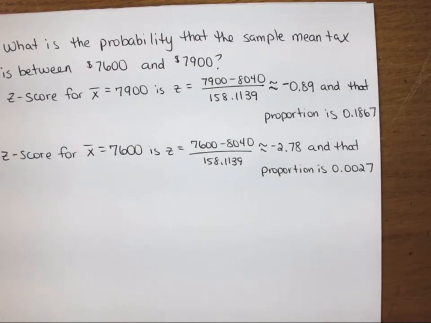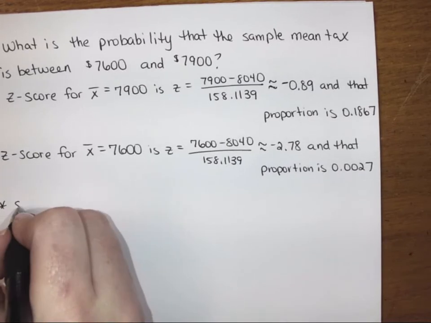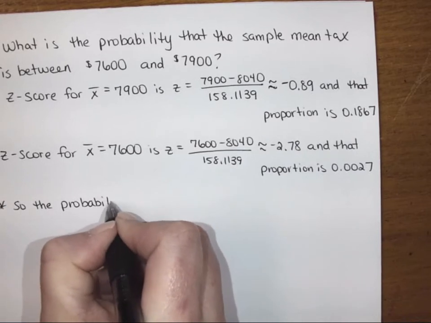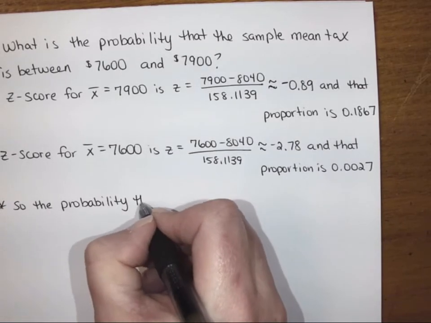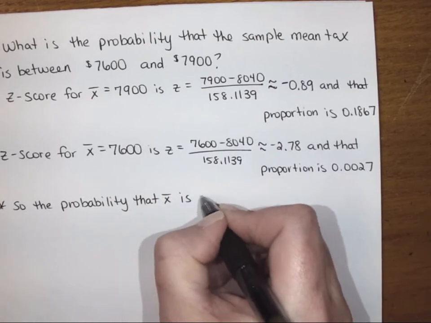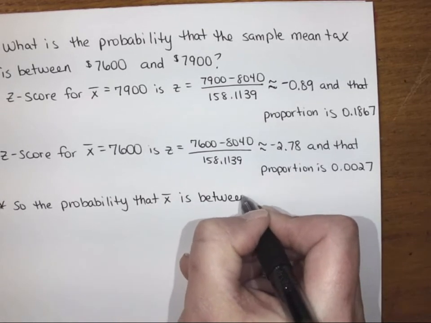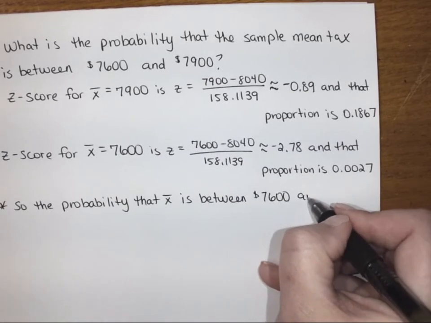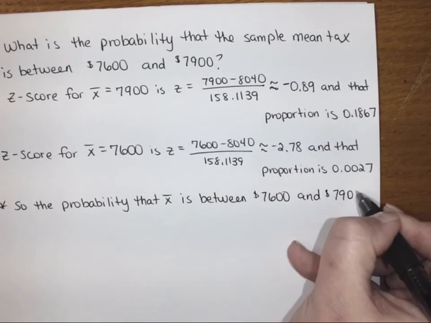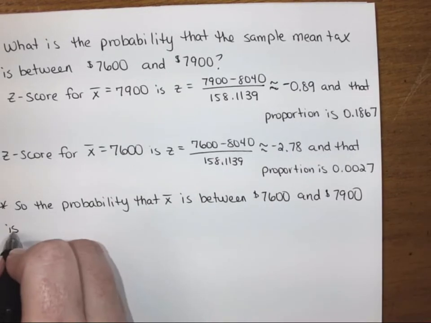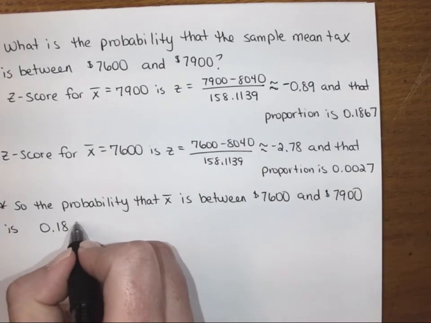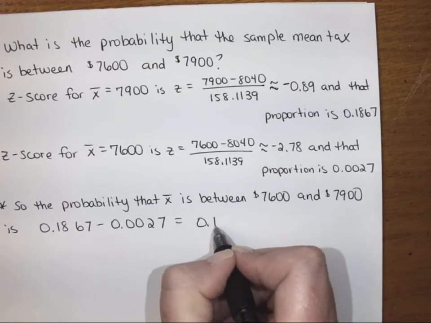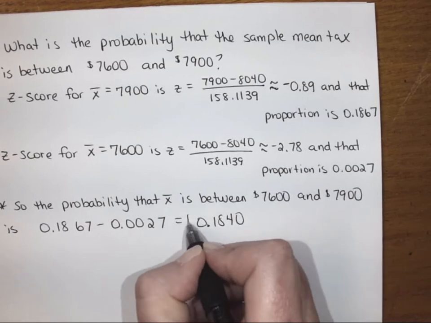So in the end, you're going to subtract them, right? Let's write out a statement here. The probability that X bar is between 7,600 and 7,900 is going to be these two subtracted from each other, 0.1867 and 0.0027. The difference between those is 0.1840.